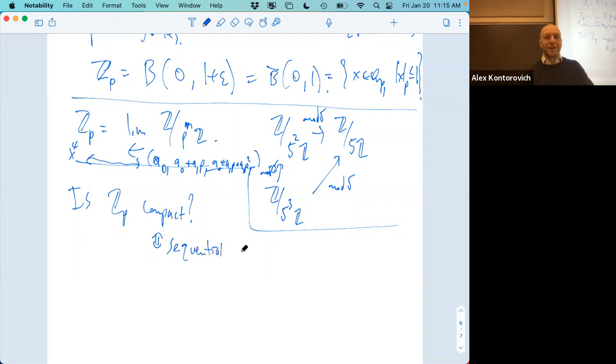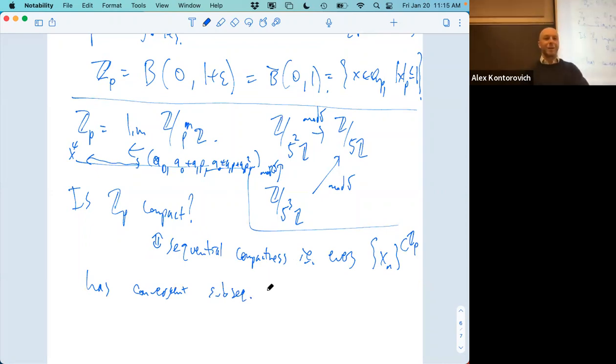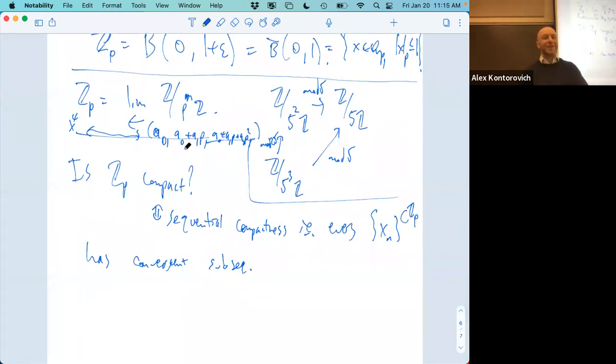Sequential compactness, i.e., every infinite sequence in Zp has a convergent subsequence. So this is going to be much easier to think about, perhaps, than compactness. Actually, it's closely related to this inverse limit.